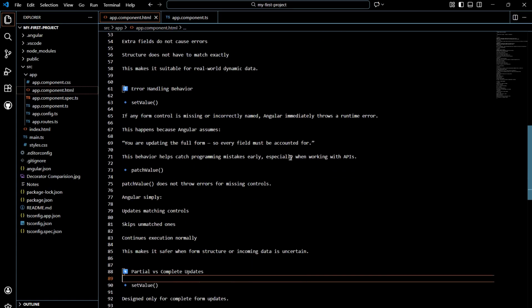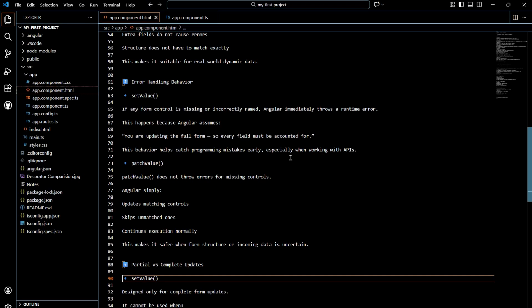Now we will discuss the difference in terms of error handling behavior, because in case of set value, if any form control is missing or incorrectly named, Angular immediately throws a runtime error. This happens because Angular assumes you are updating the full form, so every form field must be accounted for. That is a very important thing, because if there are any structural differences, it will simply throw a runtime error. So this behavior also helps us catch programming mistakes early, especially when working with APIs.